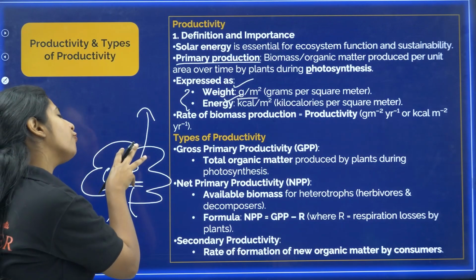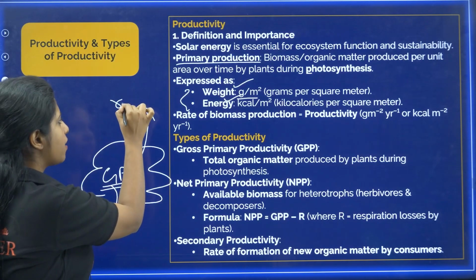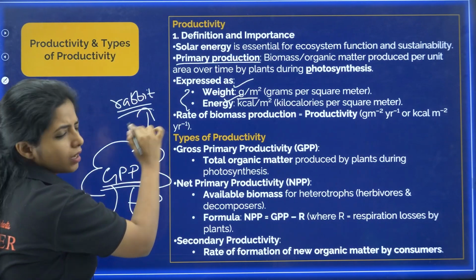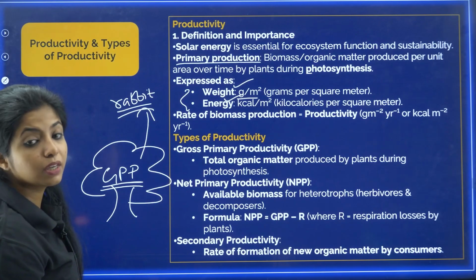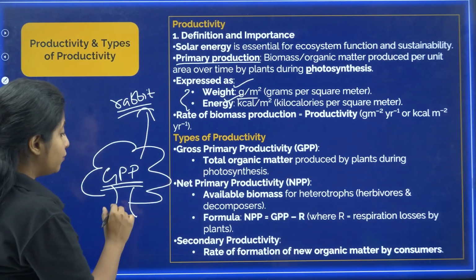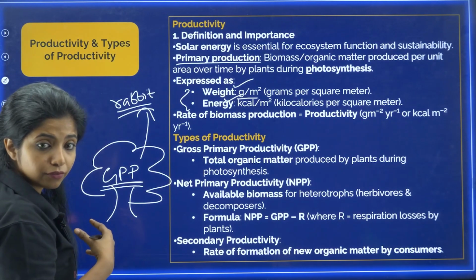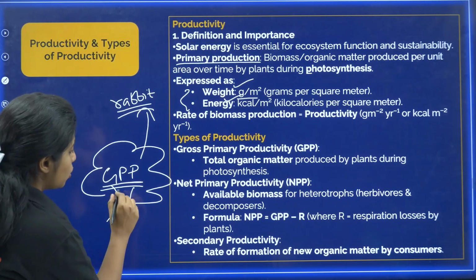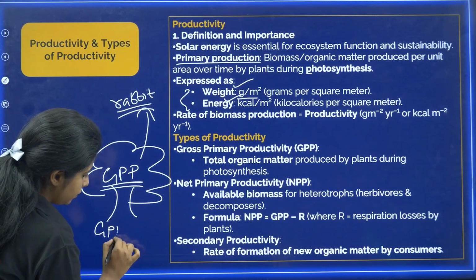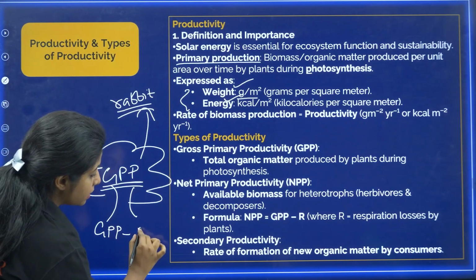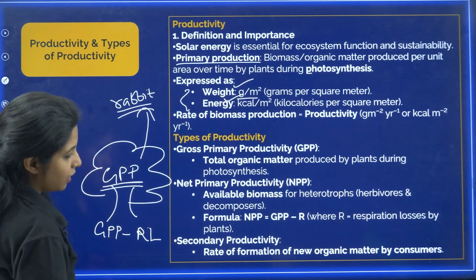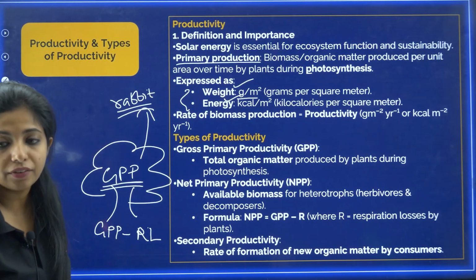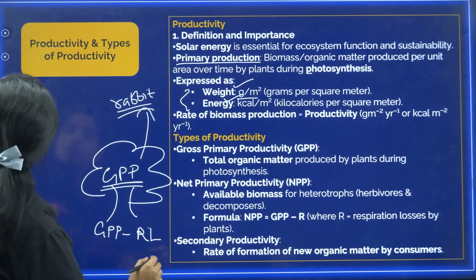So, will it give everything to the next organism, that is probably a rabbit? Do you think it will give everything? No, my dear children, it won't be giving everything. It would be using something for itself. Obviously, it has made the food, it has to use something for itself. So, I will call this as GPP minus RL. What is RL? That is the respiratory losses. I can also just show it as R.